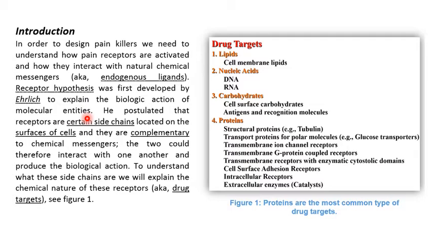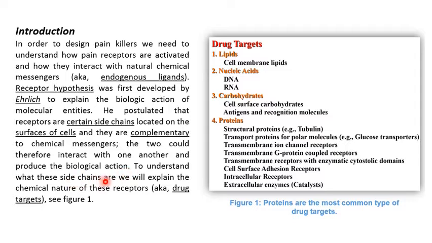He postulated that receptors are certain side chains that are located on the surface of the cells, and these side chains are complementary to the chemical messengers or the endogenous ligands. The two, the side chains and the chemical messengers, since they are complementary, could therefore interact with one another and produce the biological action. So let's understand these.